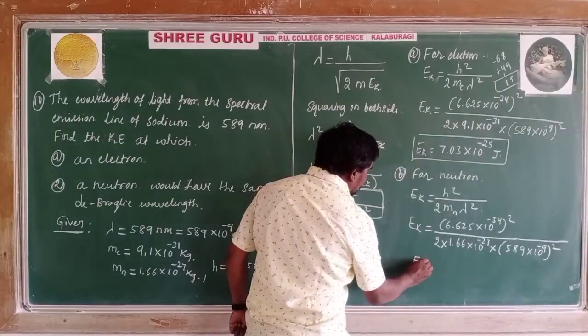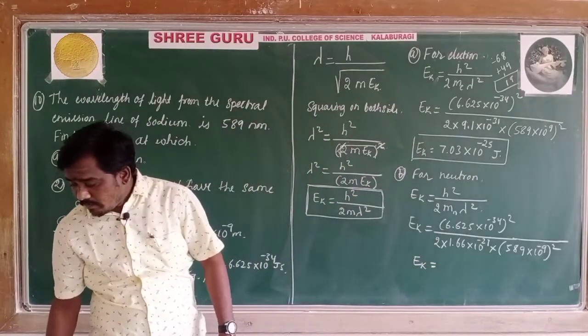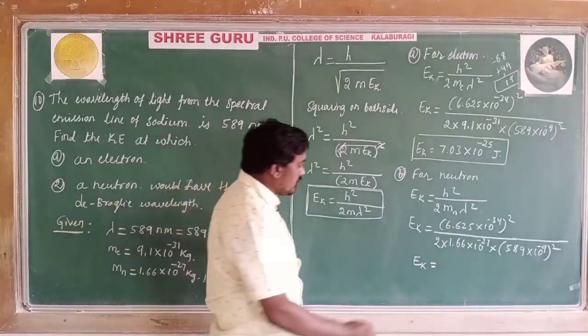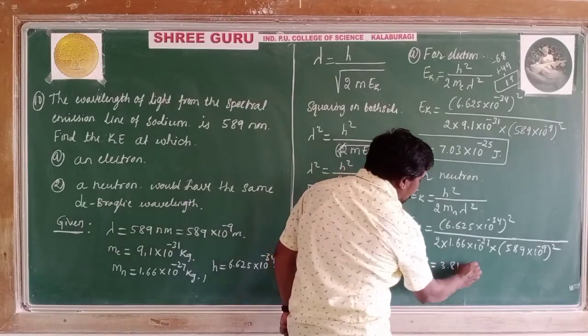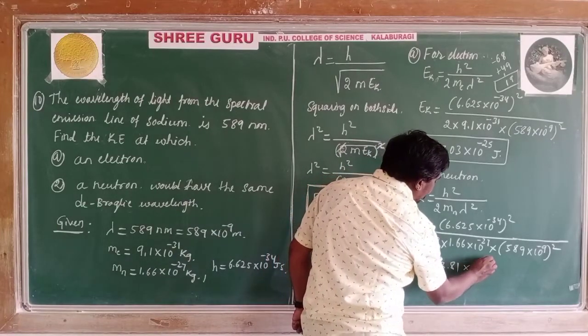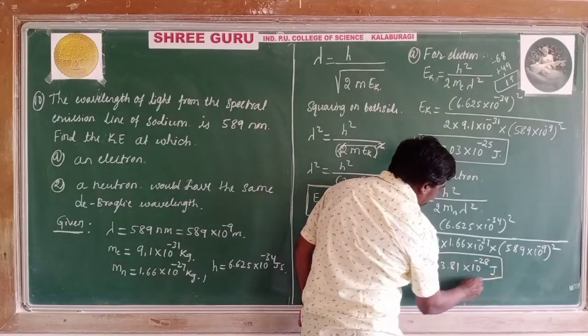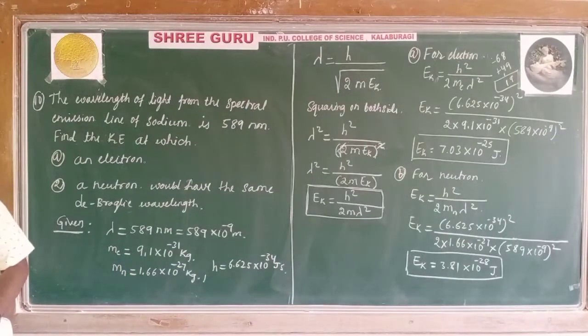Convert it, what is our final answer? 3.81 into 10 raised to minus 28 joules. This is the kinetic energy for that neutrons. Okay, this is about the question.